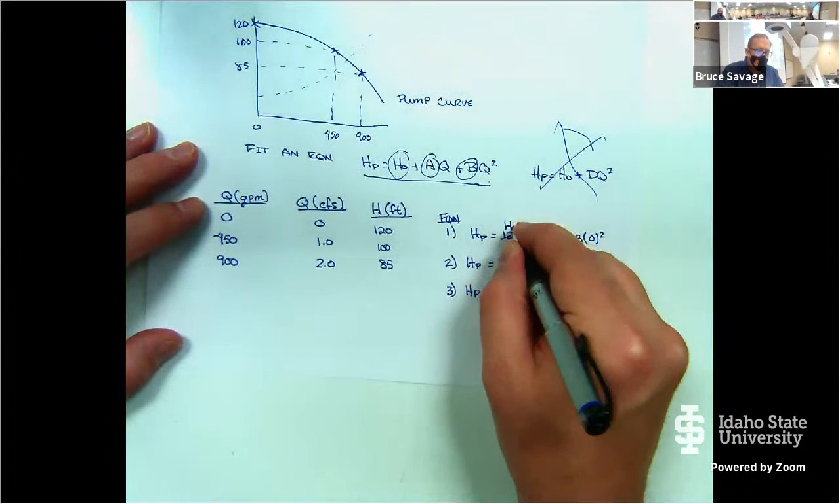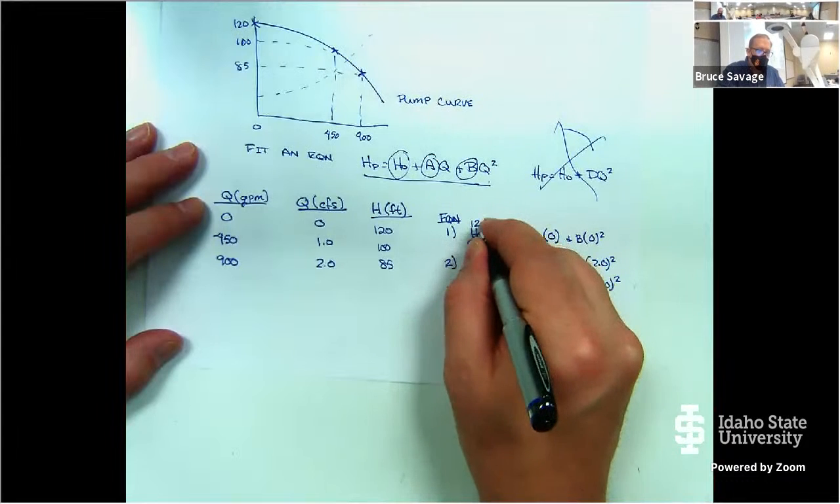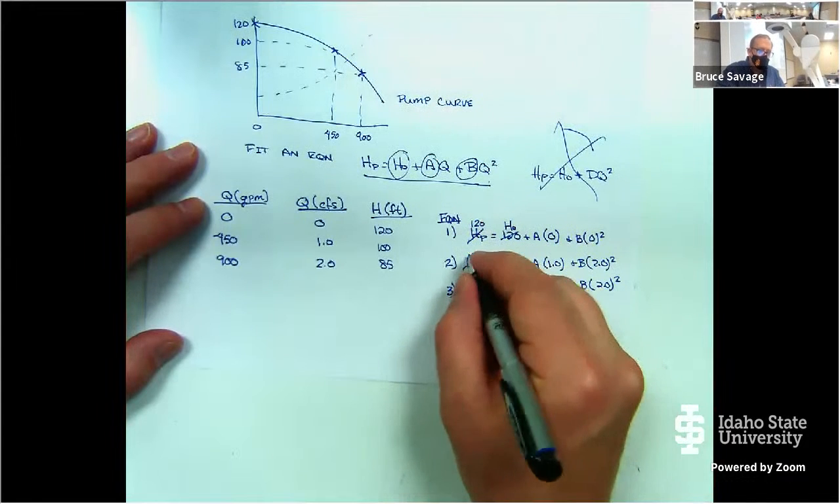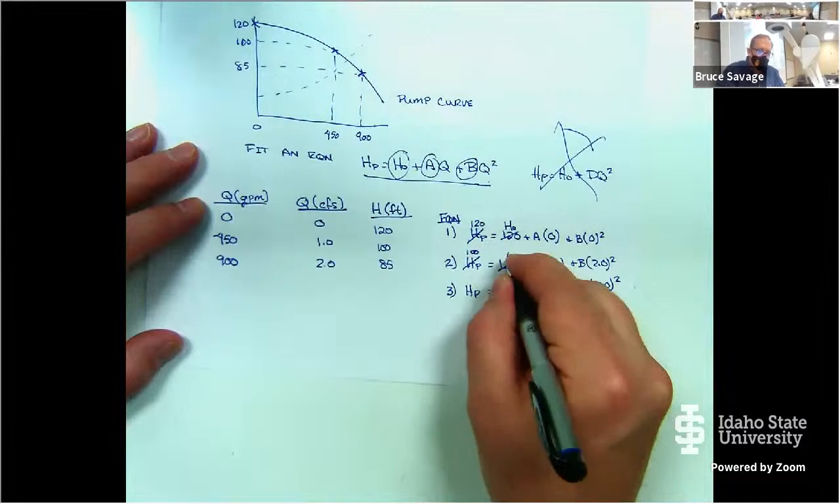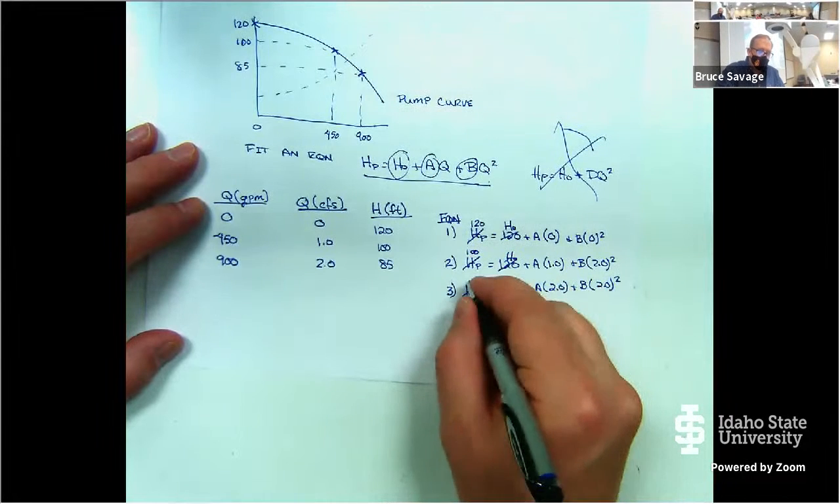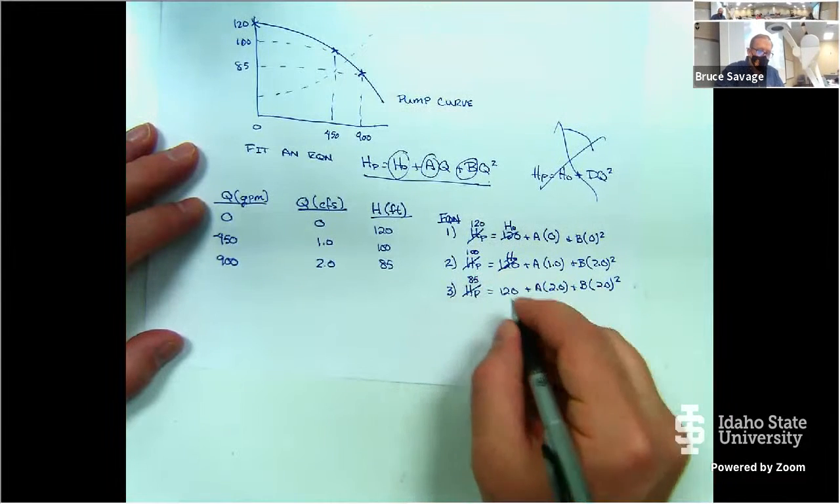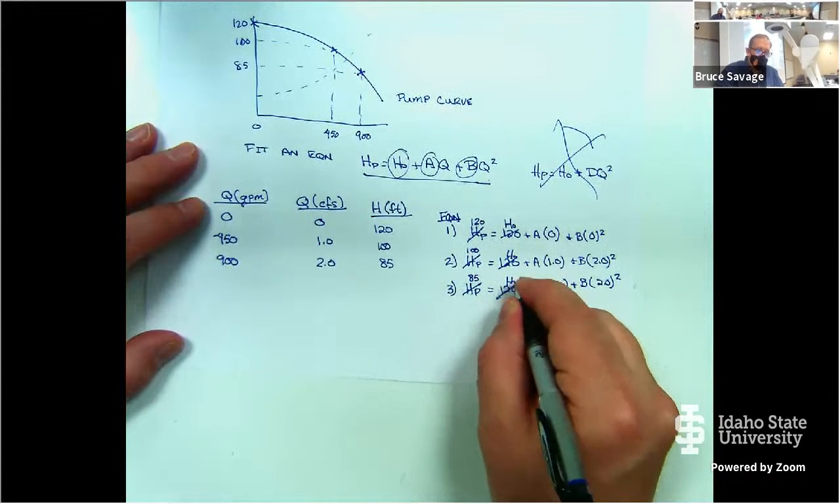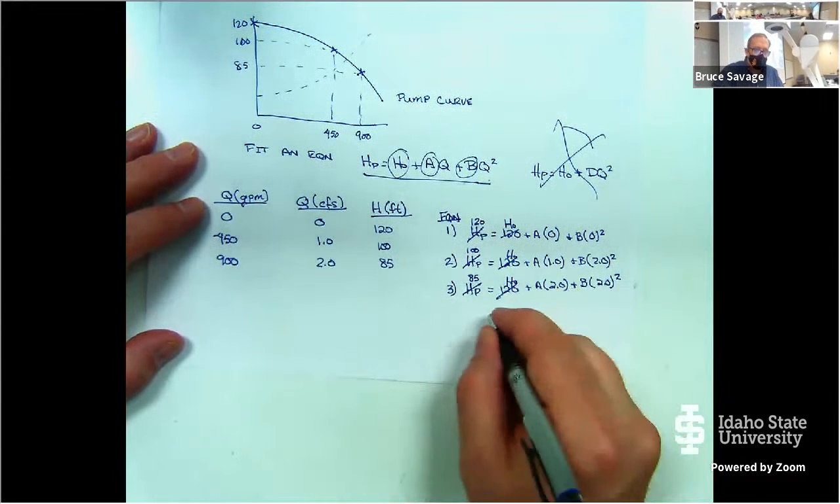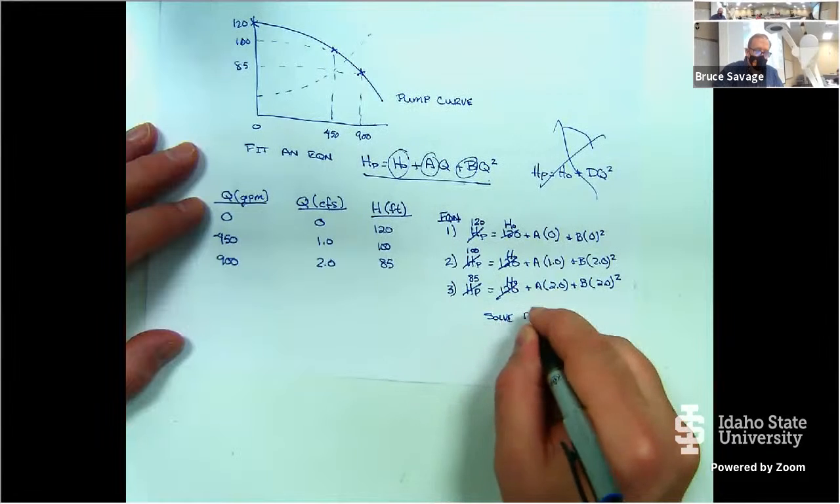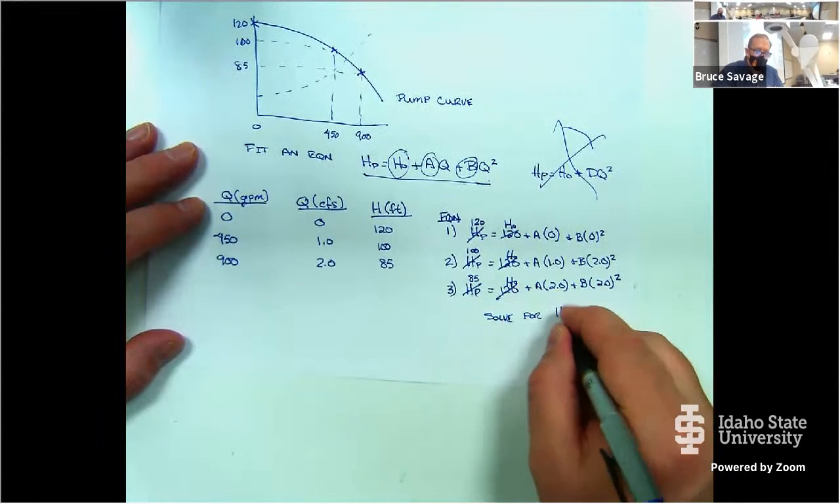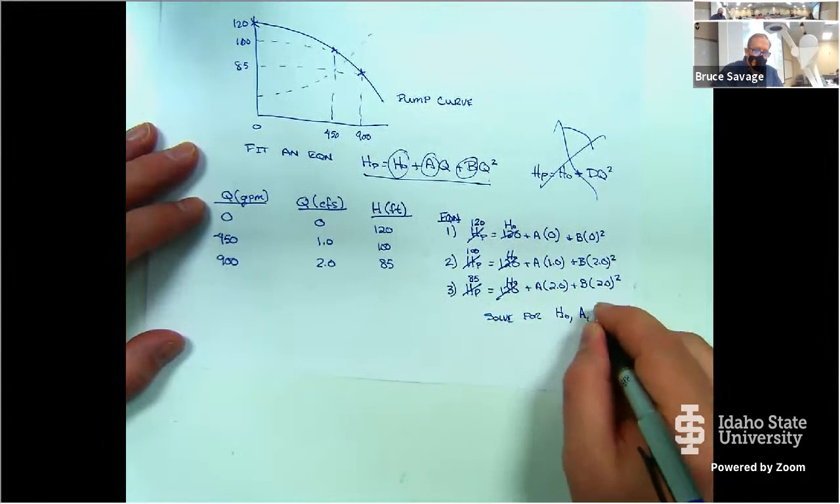This should be h sub naught. This should be 120. This should be 100. This should be h sub naught. This should be 85. And this should be h sub naught. Because the 3 variables that we're trying to solve for are h sub naught, A, and B.